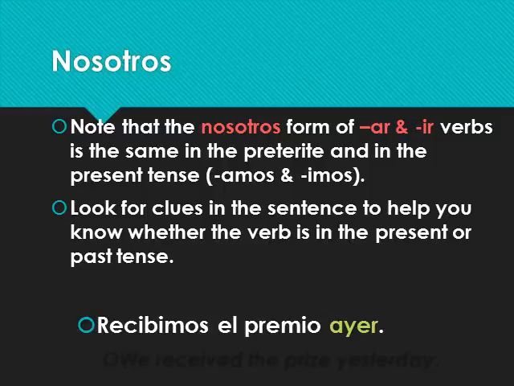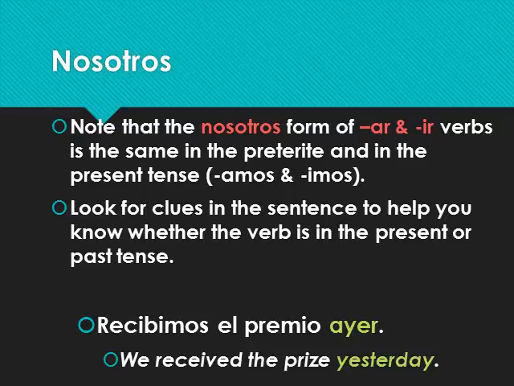So, for example, "recibimos el premio ayer." So, recibimos could be in the present tense or the preterite tense because of the ending. However, since we have this word ayer in it, we know that it's in the preterite tense, it's past tense, because ayer means yesterday.